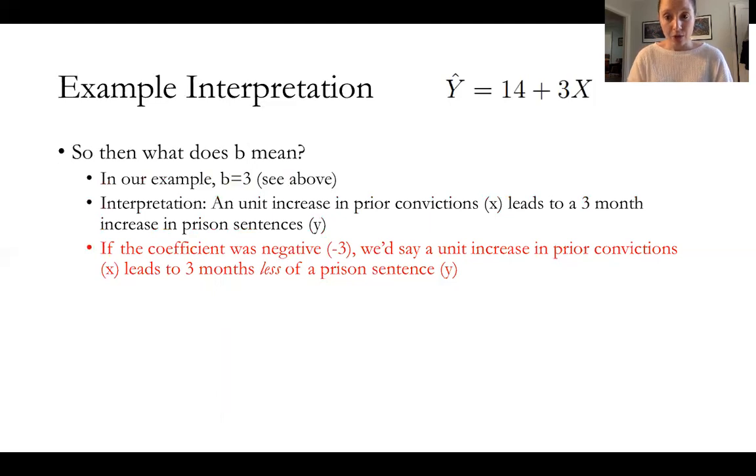If the coefficient was negative, so if that number up here said -3, we would say a unit increase in prior convictions, so 1 more prior conviction on average, leads to 3 months less of a prison sentence, which doesn't really make sense. But if it came out negative, which the numbers often do, that is how you would interpret it.